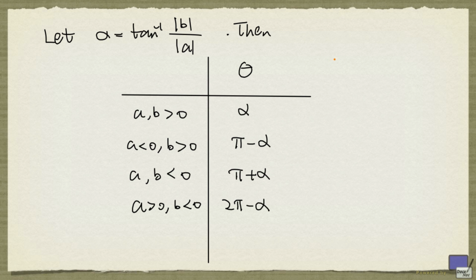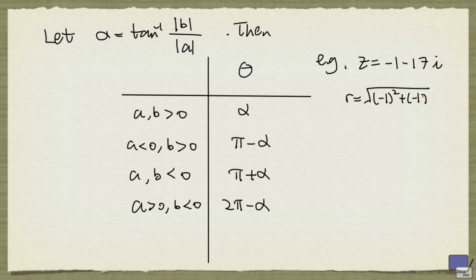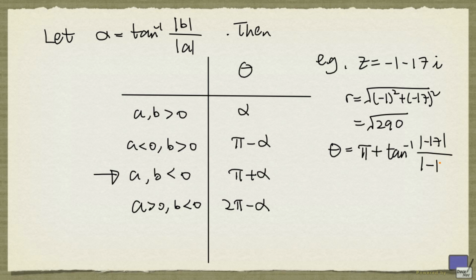So let's conclude by looking at one example. In this case, r is given by the square root of (minus 1) squared plus (minus 17) squared, and that's equal to the square root of 290. Now for the value theta, we are in this case here. So this is going to be pi plus the inverse tangent of the absolute value of minus 17 divided by the absolute value of minus 1, which is simply pi plus the inverse tangent of 17.